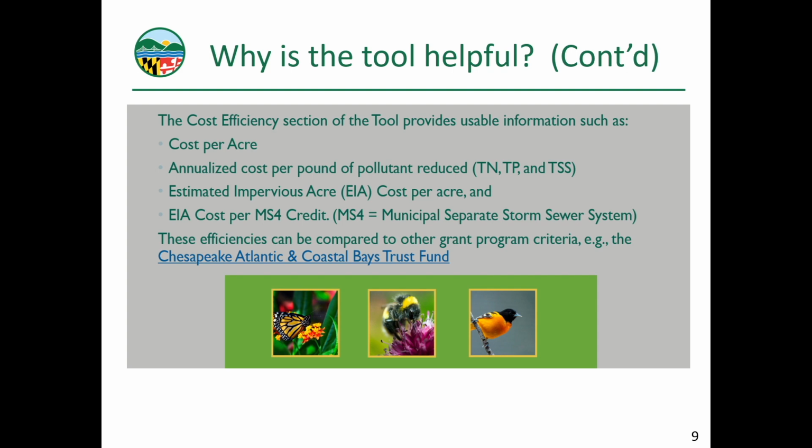Results from the cost efficiency section can be compared to efficiency criteria from other grant programs, for example, the Chesapeake, Atlantic, and Coastal Bays Trust Fund. MDE encourages users to explore co-funding a project with a mixture of grants and loans if possible. Having a grant lowers the amount of loan needed, and sometimes co-funding with SRF dollars can lead to a grant award.